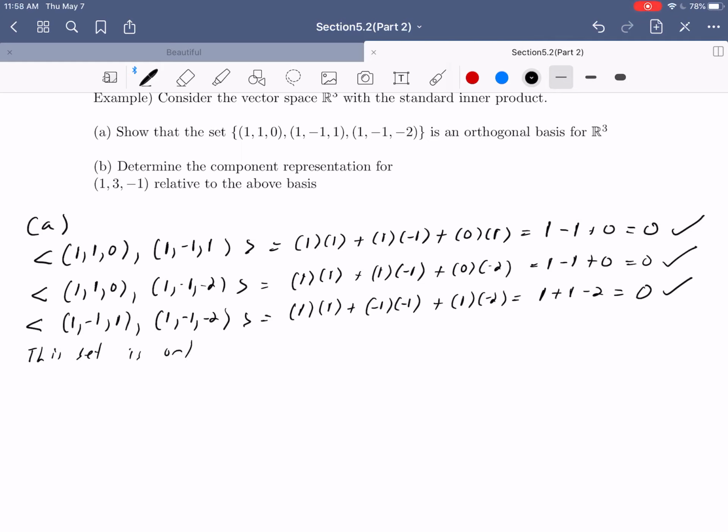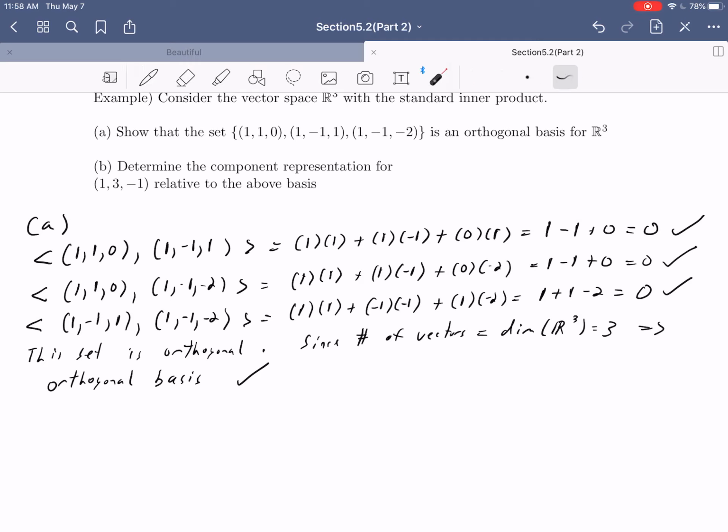So this set is orthogonal, since the number of vectors equals the dimension of R3, which is 3. This implies basis. Well, specifically, orthogonal basis. Check. Okay, so we did it. We found out that this guy really is an orthogonal basis.